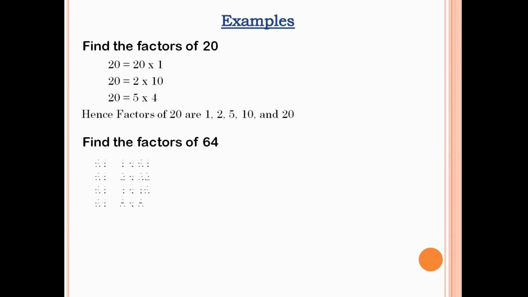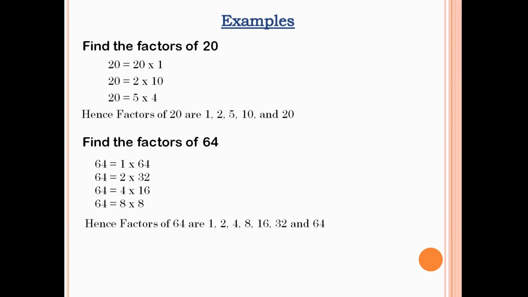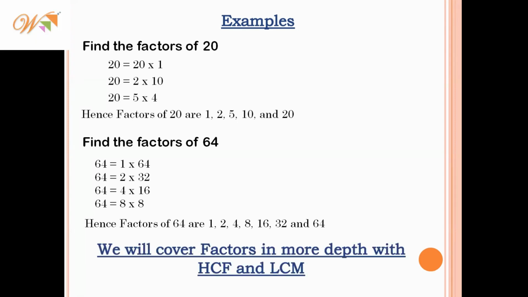So 1 times 64 is 64. 2 times 32 is 64. 4 times 16 is 64. 8 times 8 is 64. So factors of 64 are 1, 2, 4, 8, 16, 32 and 64 itself. So there are always limited factors of a number. Now we will be covering factors in more depth when we will do the topic of HCF and LCM.